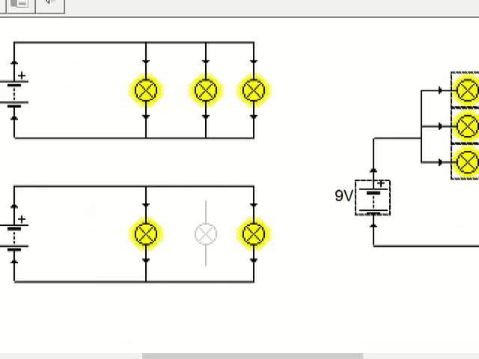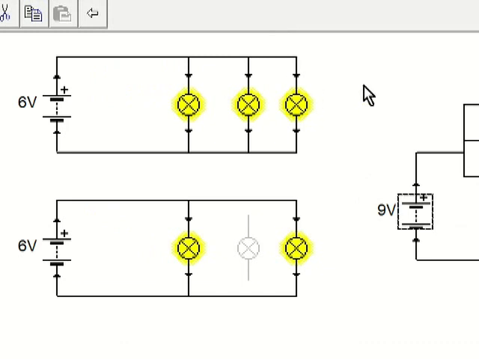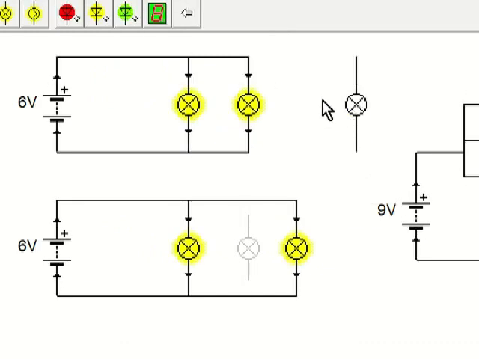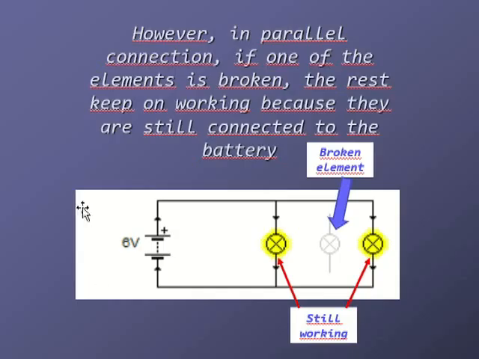You have here this example with parallel connection. So if we take out this one, for example, the other two will keep on working, because the current will take a different path. So this is the reason why normally we use parallel connection.